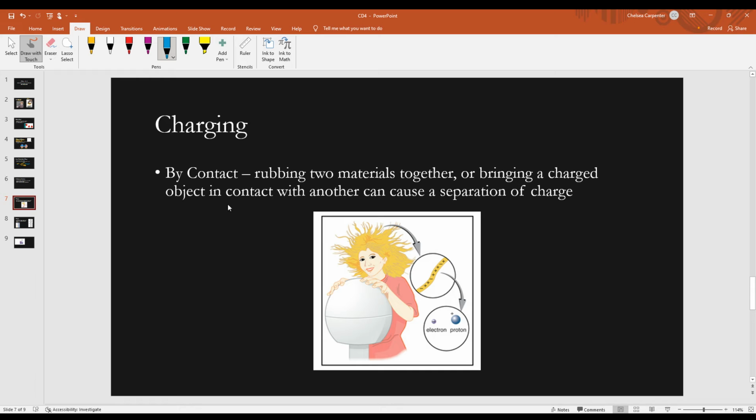One way is by contact. If you rub two materials together, imagine rubbing a balloon on a shirt, or bringing a charged object in contact with another, it can cause a separation of charge or cause an object to be charged. So, for example, this person whose hands are on this Van de Graaff generator that has a net positive charge, since they're touching that, will end up with a net positive charge as well. And that's what causes her hair to repel each other, because her hair is all positively charged.